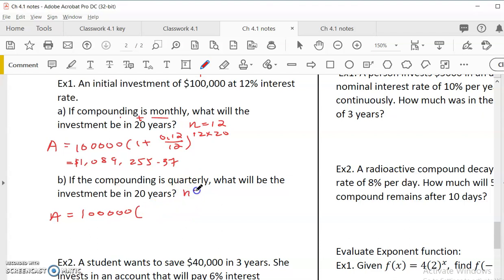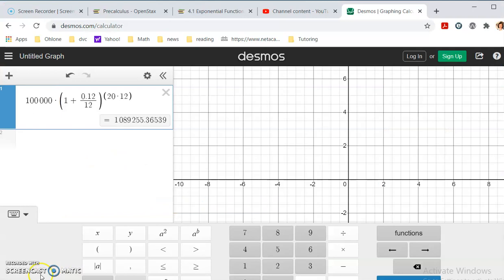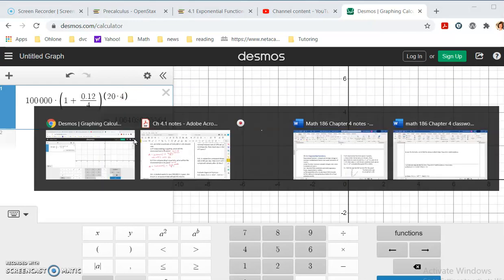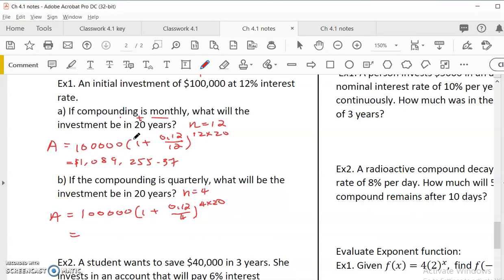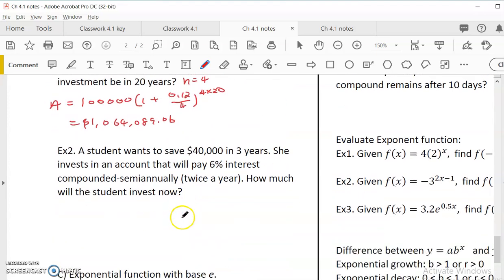Because quarterly, every year I only have 4 times of compound interest. So 0.12, but I divide it by 4. And in the exponent, I do 4 times 20, right? nt. So putting it in the calculator, you can just change this to divided by 4, and then instead of times 12 it is times 4. So 1,064,089.06. So $1,064,089.06 will be the amount in 20 years.